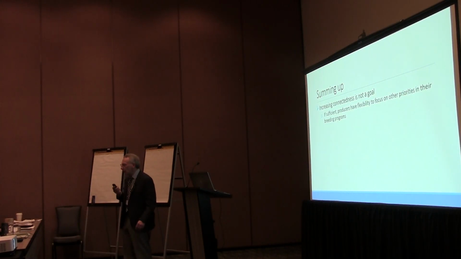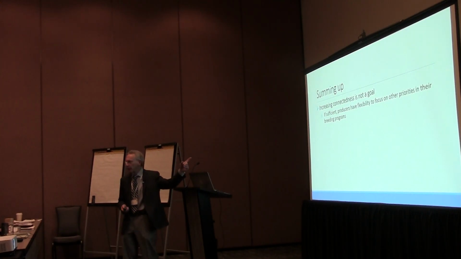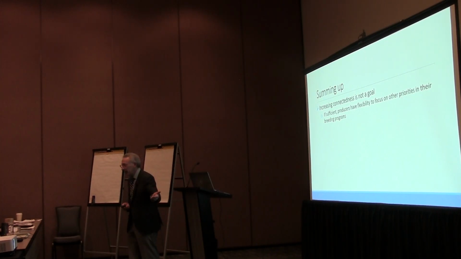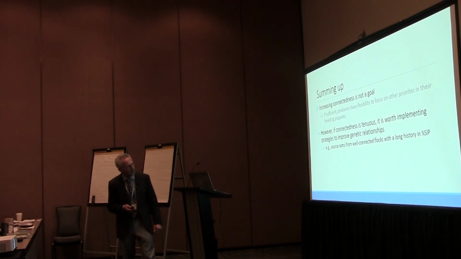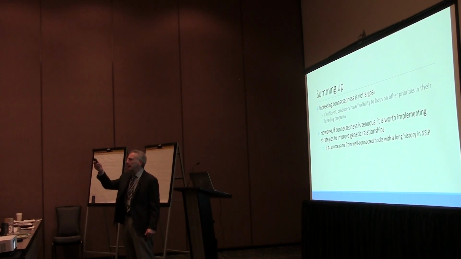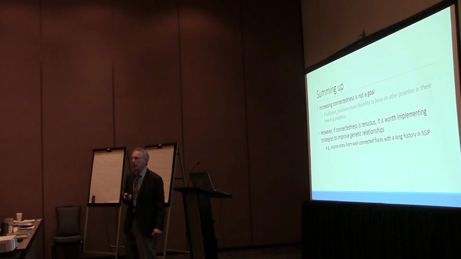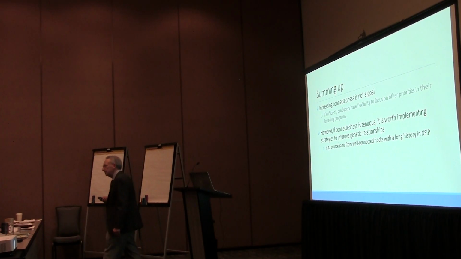Increasing connectedness is not a goal in its own right. I'll say that again and again. It is not a goal in its own right. But if we're carried away with that, we lose our vision on where we want to go in our breeding programs. You can connect flocks with the most horrible animal in the world. It doesn't care, right? But that doesn't help our bottom line, okay? However, if it's tenuous, it probably is worth implementing strategies that help us deal with that. One example is to source rams from well-connected flocks with a long history in NSIP, and I think that was an answer to one of a question earlier on that somebody asked about how do I apply genomics information in general.